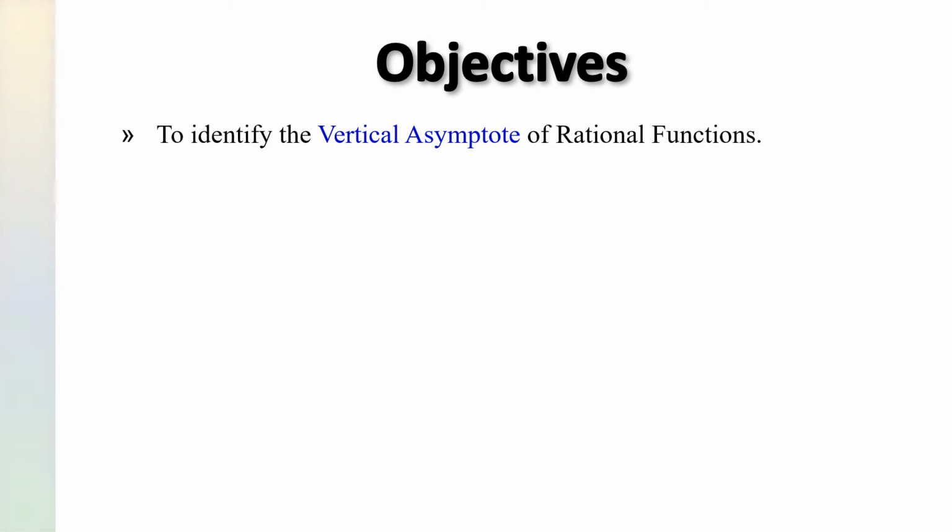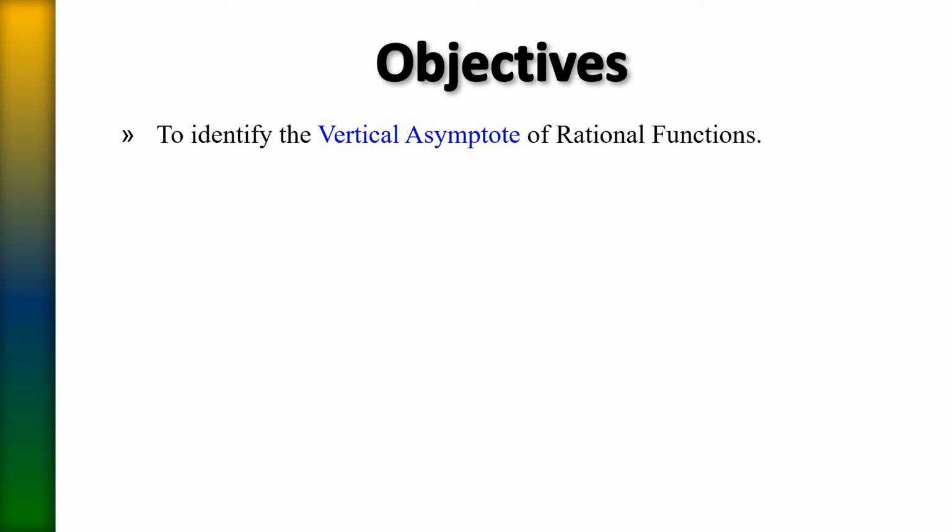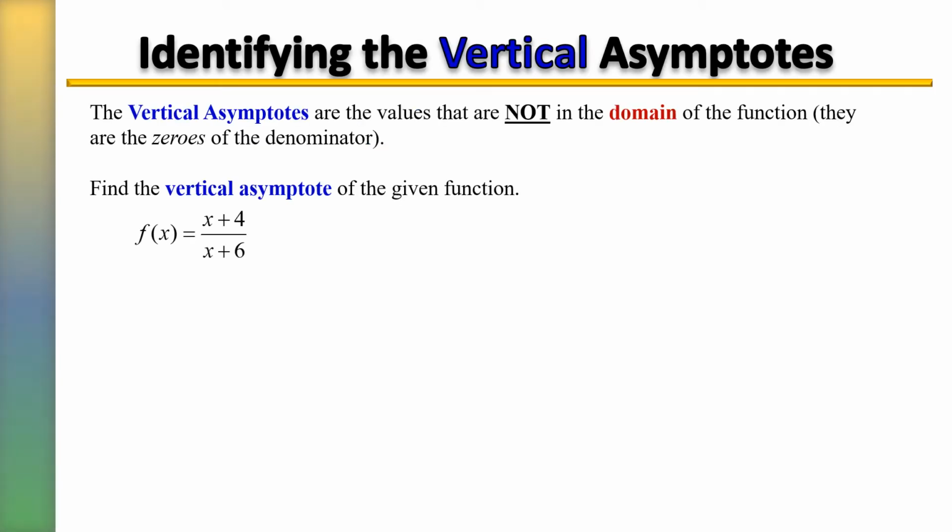In this lesson, we're going to identify the vertical asymptote of rational functions. Identifying vertical asymptotes. Now, the vertical asymptotes are the values that are not in the domain of the function. In other words, they are the zeros of the denominator.